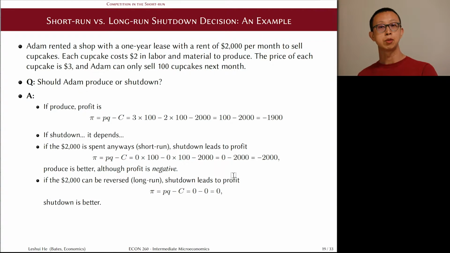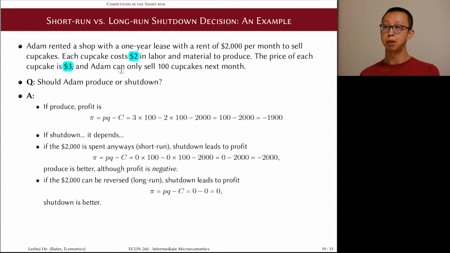Now let's think about two more alternatives from here. First, in this case, Adam has an average variable cost of $2, and the price is actually higher than that. But what if the price is below $2? What would happen? Does production still make sense? Can you pause the video and think about that for a minute?